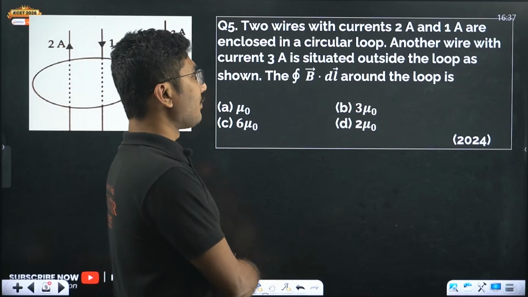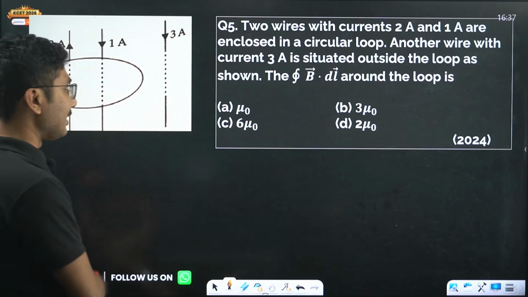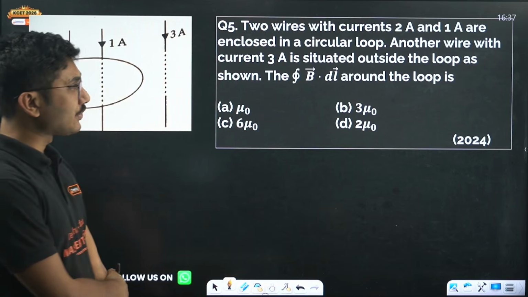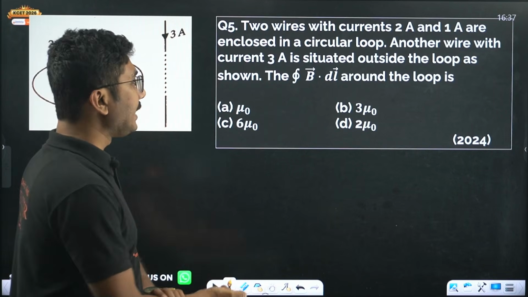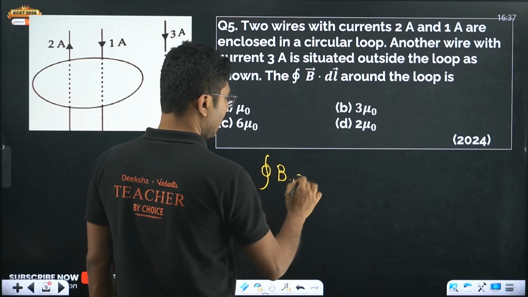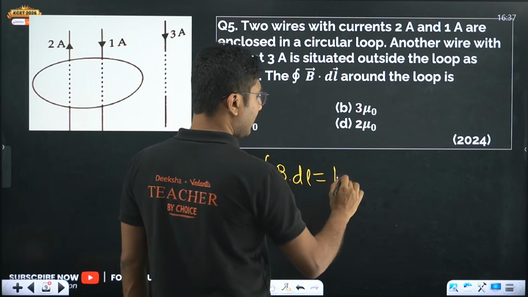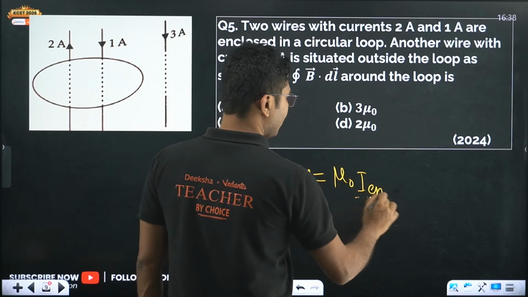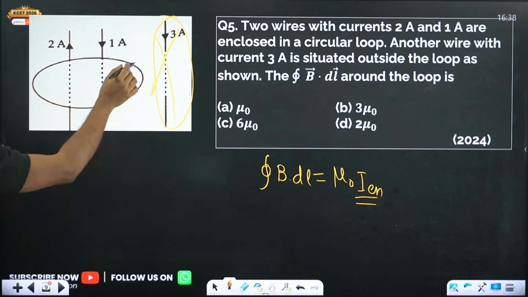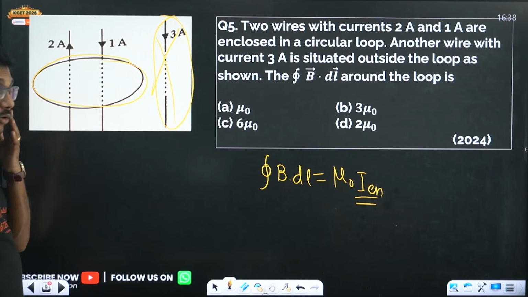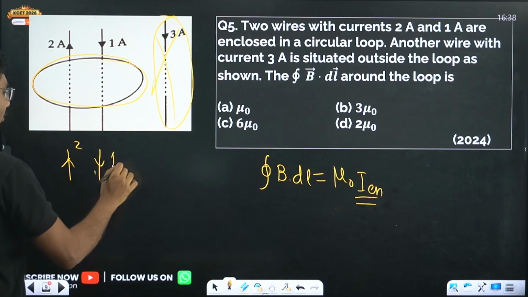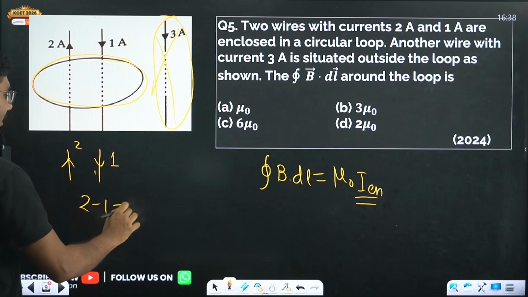Two wires of current 2 ampere and 1 ampere are enclosed in a circular loop. Another wire of current 3 ampere is situated outside the loop as shown. The B dot dl around the loop is? So we know that B dot dl is actually equal to mu naught times current enclosed. So anything which is outside does not come into the picture. Whatever is only inside this loop, that is only included. So 2 up, 1 down. So what is the net current? Net current is 2 minus 1, that is 1 ampere.